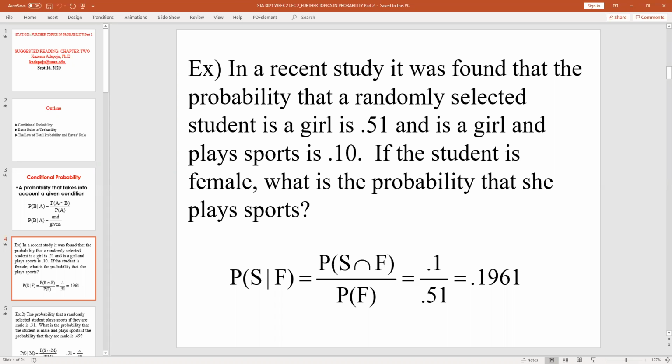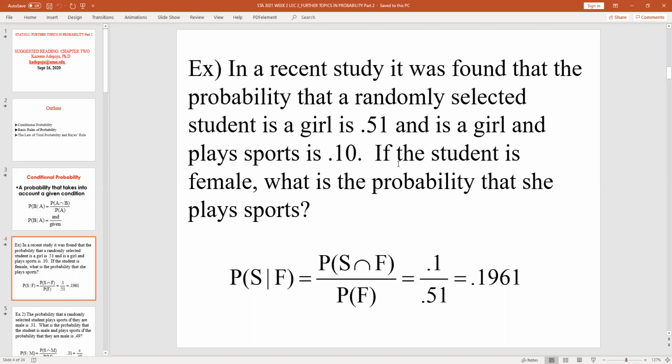You look at the word "and". Can you see what I'm pointing at right now? Yes. Okay, thank you for confirming that. Take a look at that. They said it's a girl and is playing sports. Of course, that is the probability of a joint. If I use S to denote sports, and I use F to denote a girl, then the probability of the joint is 0.1.